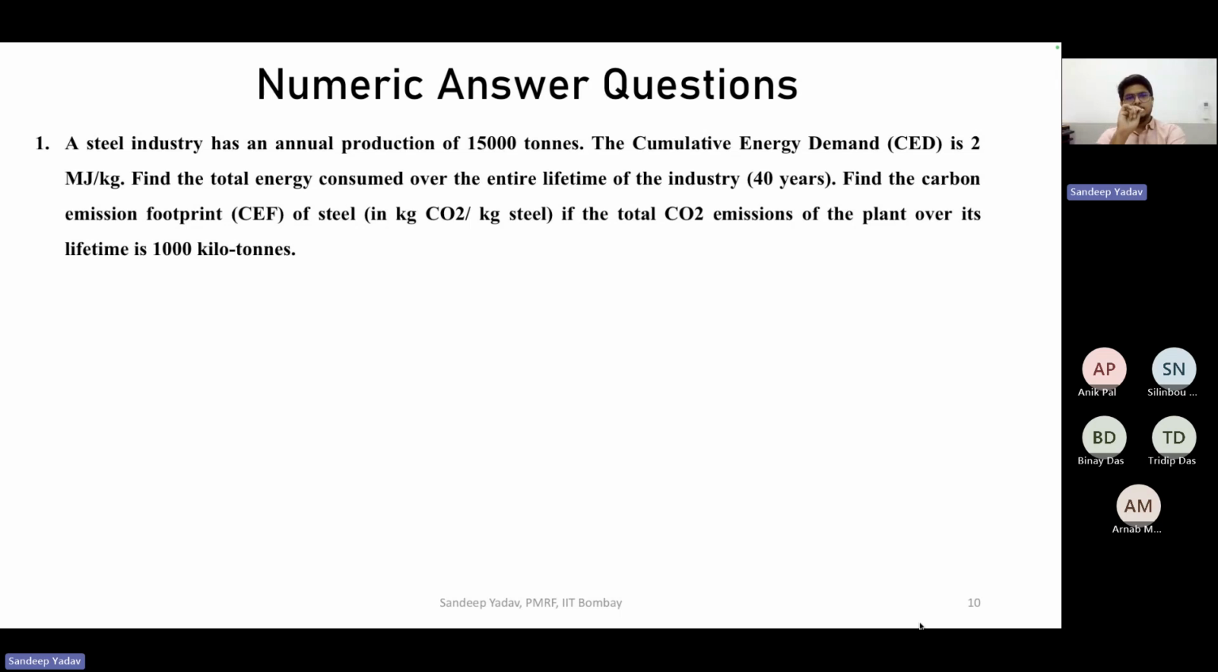A steel industry has an annual production of 15,000 tons. The cumulative energy demand, that is CED, is 2 megajoules per kg. Now find the total energy consumed over the entire lifetime of the industry, that is 40 years. Also find the carbon emissions footprint, CEF, of steel in kg CO2 per kg of steel, if the total CO2 emissions of the plant over its lifetime is 1000 kilotons. A few data points have been given.